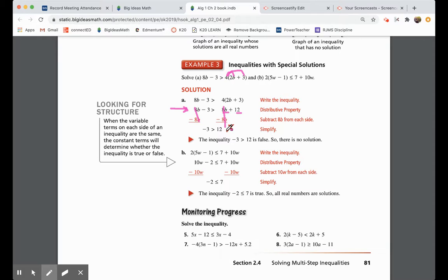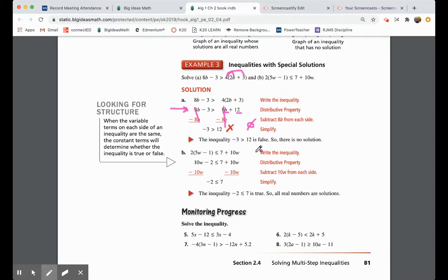So if we look, that is not true. -3 is not bigger than 12. So that is where your answer, if I can draw the little O, is no solution. Okay, that's what I was talking about on no solution if it's not true.